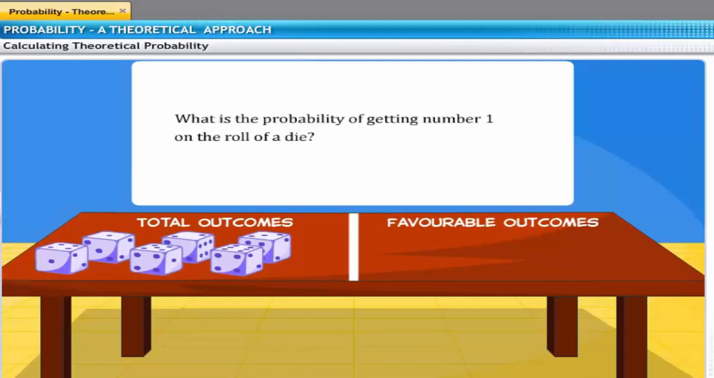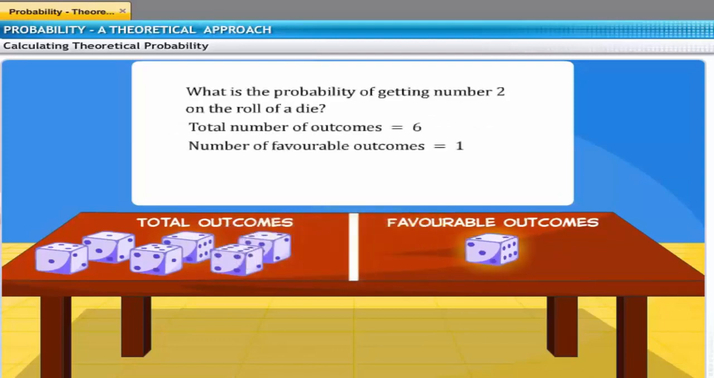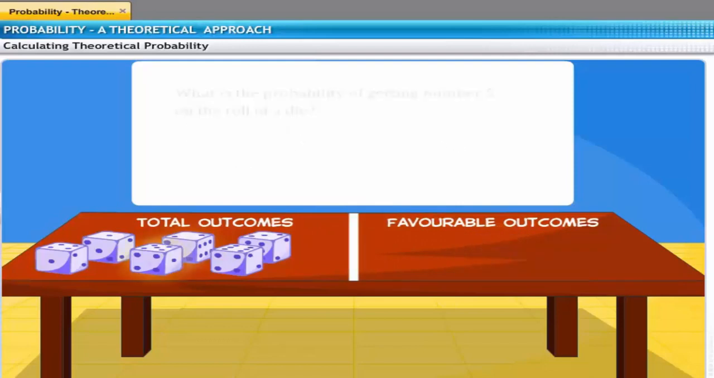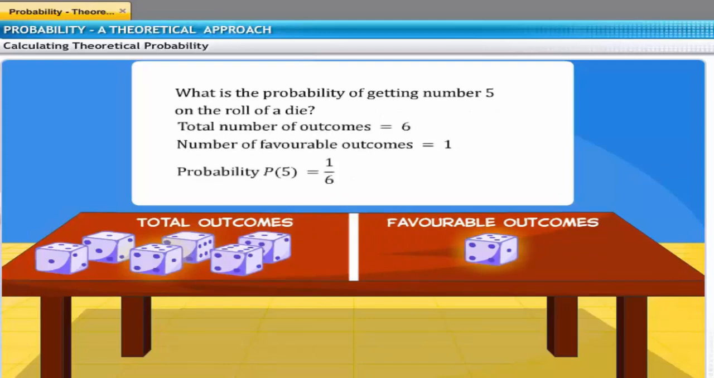Now, let us investigate the probabilities of all the elementary events of rolling a die. The probability of getting the number 2 on the roll of a die is 1 by 6. The probability of getting the number 5 on the roll of a die is again 1 by 6.